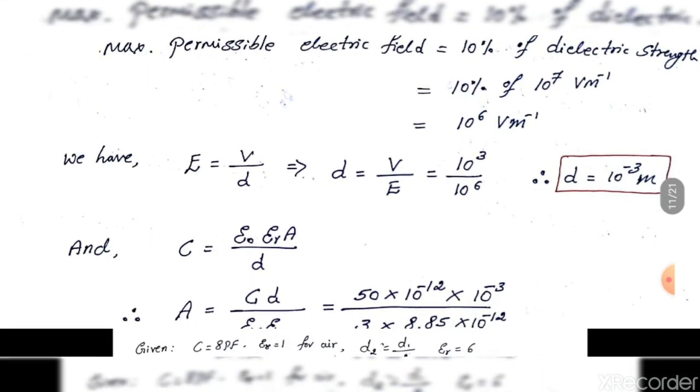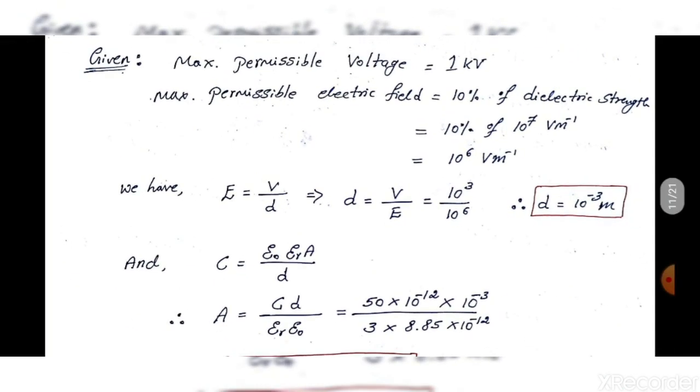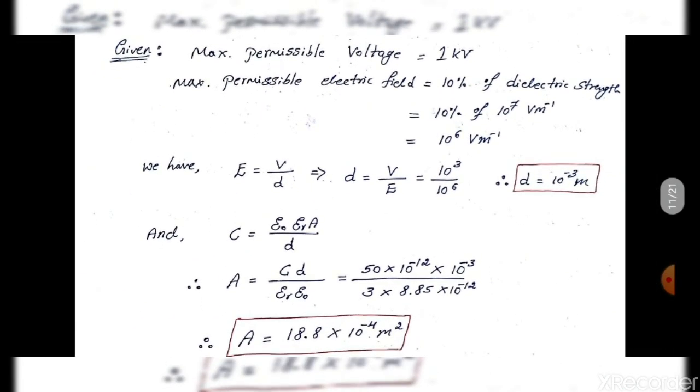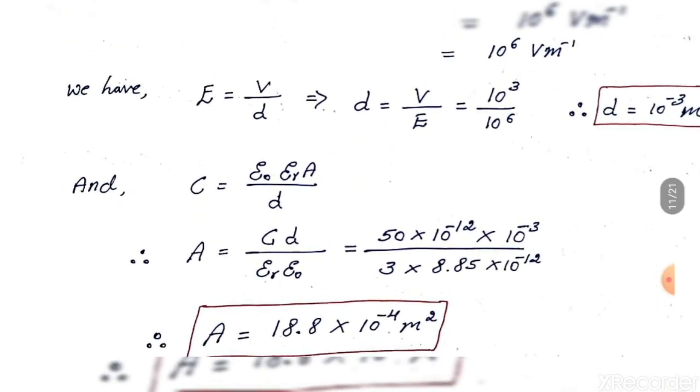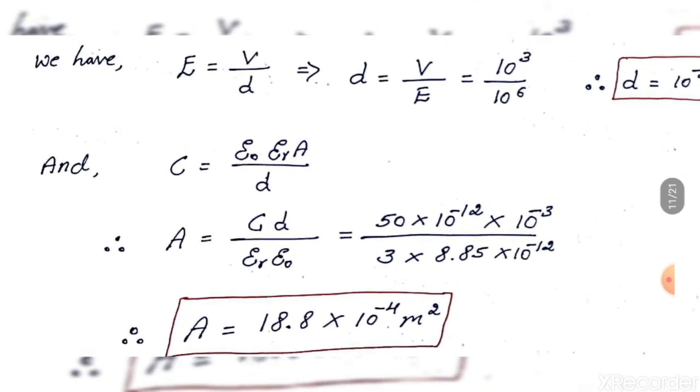We have to find the area, so we can use this formula: C is equal to epsilon naught epsilon r A by D, right? This is the formula. Now make the formula ready to find the area. Now substitute all the values: the C value, the D value, the epsilon r value, the dielectric constant, which is given as 3, and epsilon naught is a constant value, 8.85 into 10 power minus 12. Substitute it. You'll come to know the area required to prepare a capacitor of 50 picofarad.